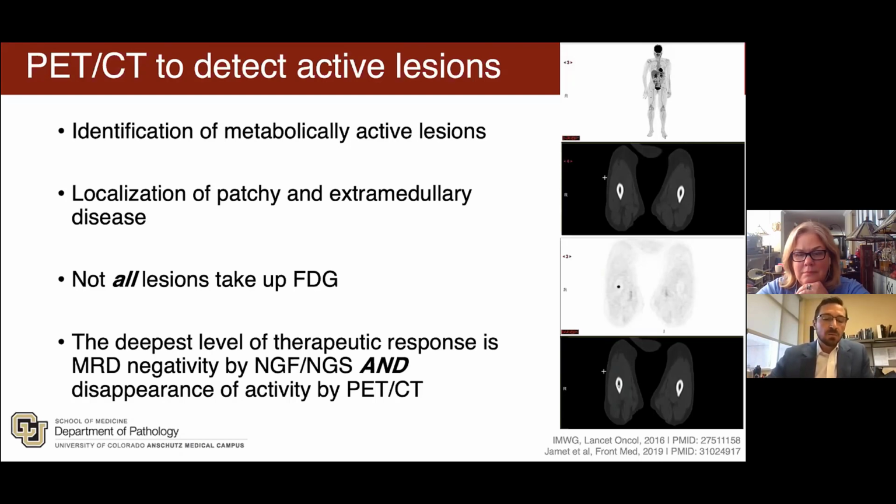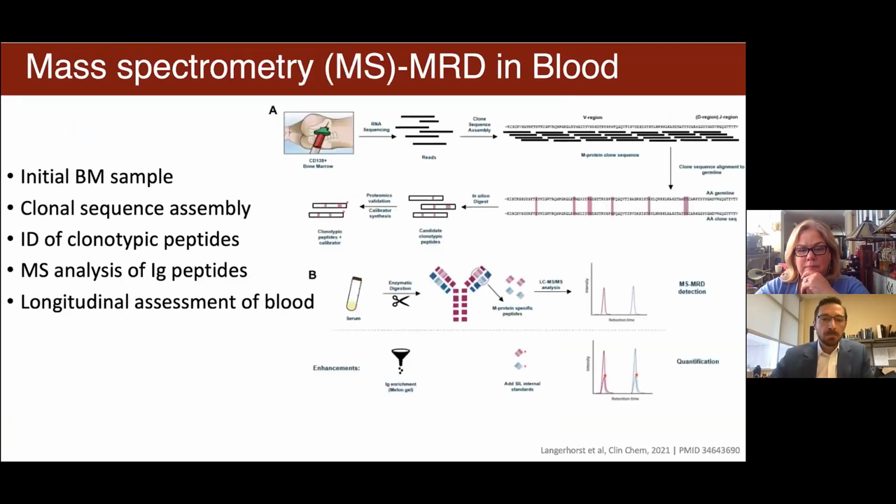So the goal here overall is to assess the deepest level of therapeutic response. And we have a couple of different ways to do that. We've talked about next generation flow cytometry. We've talked about next generation sequencing. And then right now, the International Myeloma Working Group recommends that we use PET-CT as well as one of these other two methods to look for minimal residual disease. So if you're involved in multiple myeloma at all, these are the types of outcomes you're going to see in your trials. Let's skip this one.